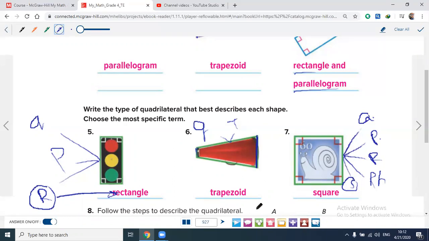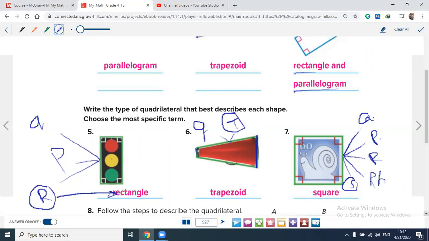Okay, someone raised his hand, Ali. Four sides of equal length means rhombus, and four right angles with four equal sides is a square. The most specific term will be square, as you see. And trapezoid will be the most specific term for this quadrilateral. You understand? Okay.